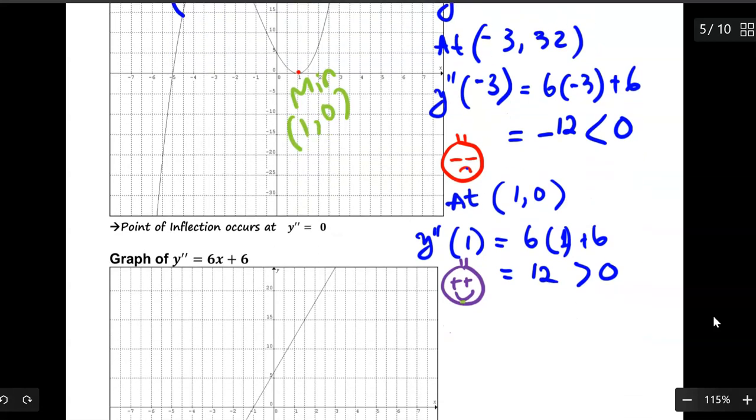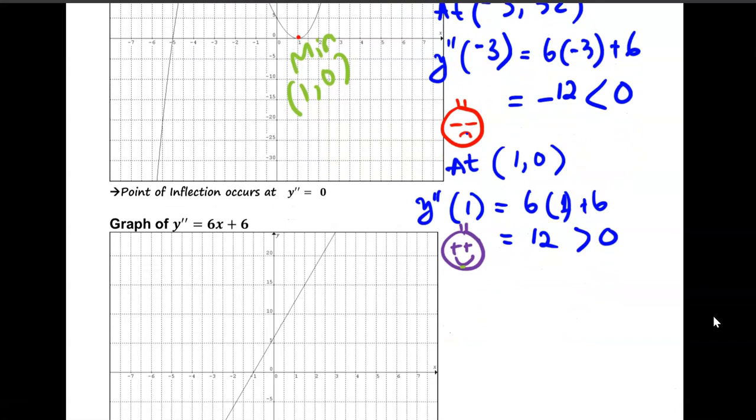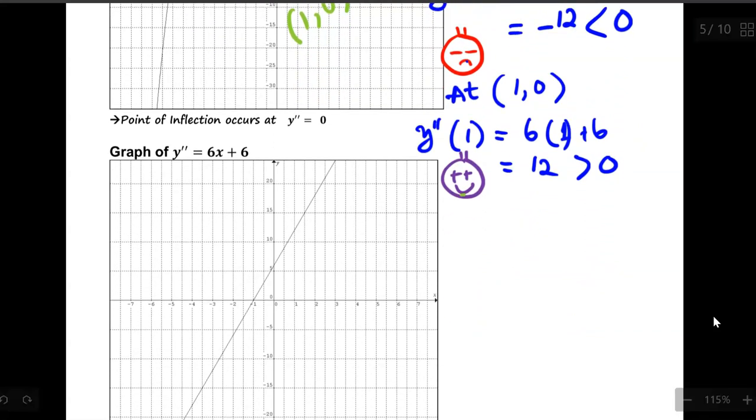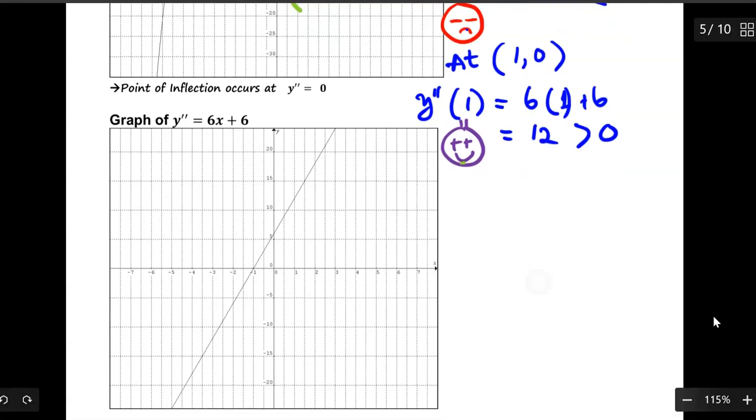Okay, and what about the point of inflection? So the point of inflection will be, okay, let's put it in green. In this case, I will set my second derivative equal to 0. Okay, we set y double prime equal to 0.